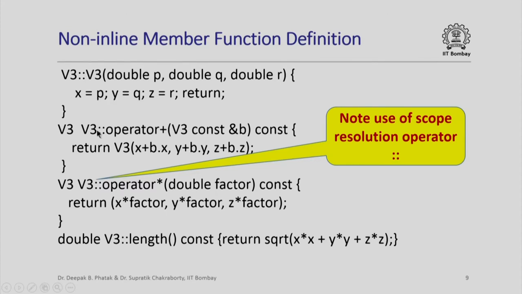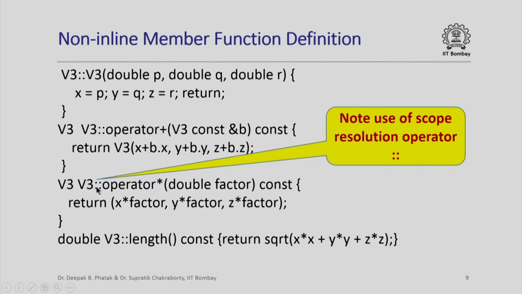Here is the definition of the member function operator plus of the class V3, and this member function returns an object of class V3, and here is the definition of this particular member function. Similarly, this is the definition of the member function operator star of the class V3.